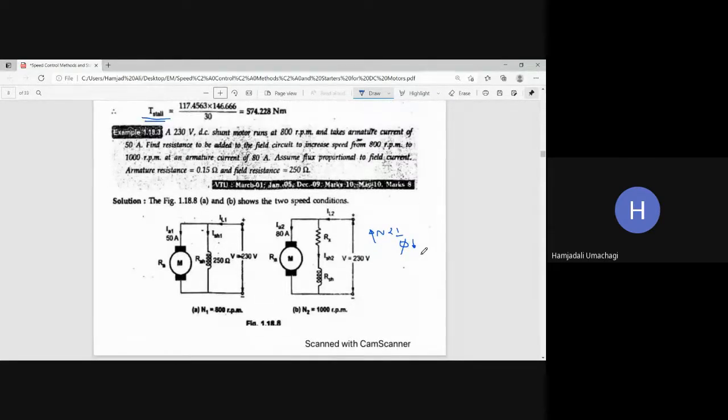So how much value of resistance do we need to add in order to bring the speed from 800 to 1000 RPM with the field? This is the DC shunt motor, where initially it is running at a speed of 800 RPM without adding any resistance with the field winding. So this is the motor for the first speed condition, with N1 equal to 800 RPM.